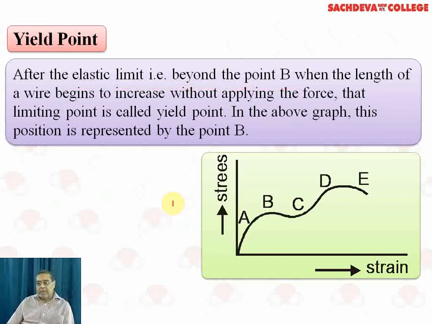After the elastic limit, beyond the point B, the length of the wire begins to increase without applying more force. That limit point is called the yield point, and in the graph this position is represented by point B.